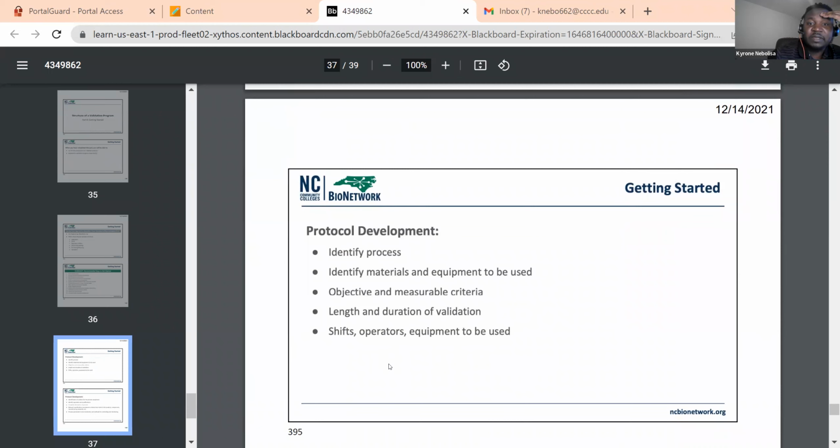So, protocol development. You want to identify processes, and identify materials and equipment to be used. You want to have objective and measurable criteria. You want to define the length and duration of your validation. You want to have shifts, operators, and equipment to use. So, getting started with protocol development, these are all things you want to identify and have in place before you do your validation.